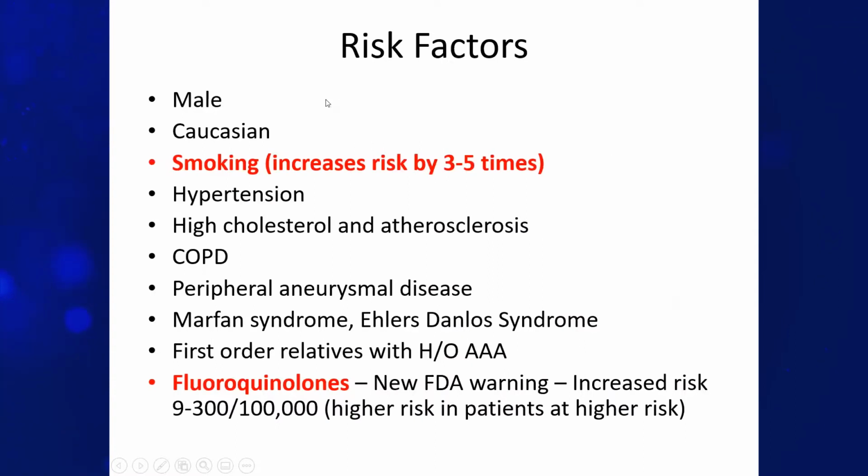Other risk factors that are there: male, Caucasian, smoking increases the risk 3 to 5 times, hypertension, high cholesterol, atherosclerosis, COPD, peripheral aneurysm disease or Marfan syndrome, first-degree relatives with AAA. And this is a new warning by the FDA: fluoroquinolones are supposed to increase risk. So especially if the patient has these pre-existing risks, you should avoid giving this, because you can actually increase the risk of AAA.